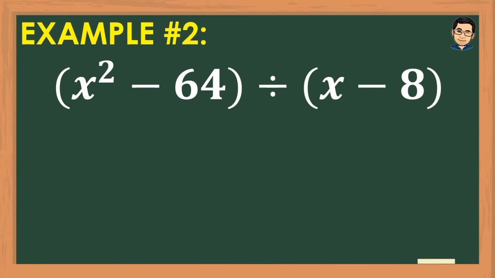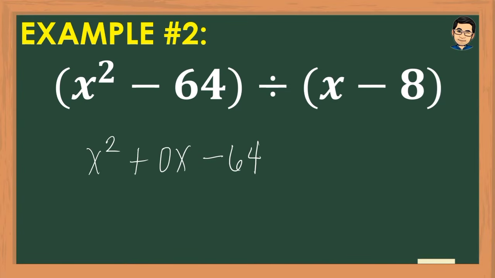Next, number 2. X squared minus 64 divided by x minus 8. So, as you can see, yung ating dividend, meron po siyang missing term. So, ano po yung missing term niya? Yung may variable x. So, paano natin yun gagawin? So, pag sinulat po natin siya, magiging ganito siya. X squared plus 0x minus 64.